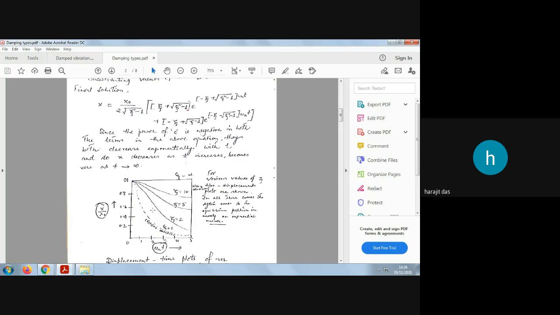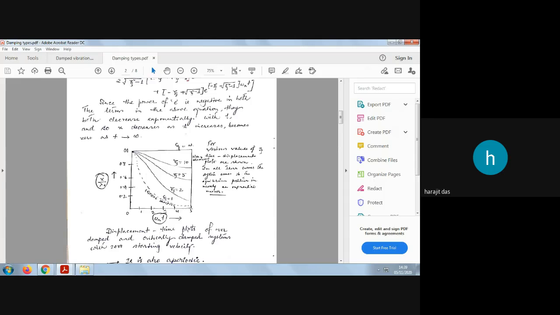Understood? So as you are increasing the zeta value, this curve of x by x naught with respect to omega and t will be fluctuating. If you increase the value, zeta equals 1, zeta equals 5, it will deviate away, or this vibration will be uncontrolled like this. So this is the representation of this equation in graphical form, and you need to remember this. This is called the displacement time plot for overdamped and critically damped systems. The critically damped system we will be completing in the next class.